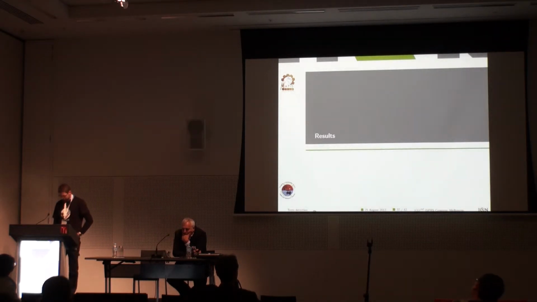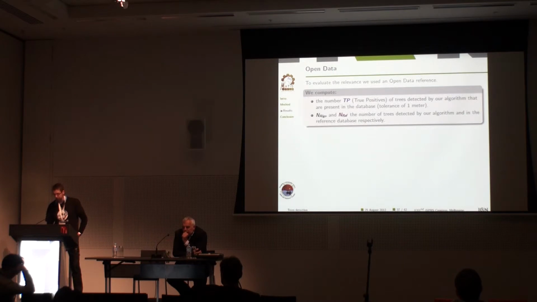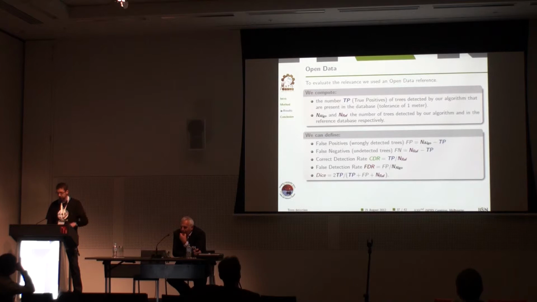So now we're going to present a few results because hopefully we had an open data reference over Paris where most of the trees of Paris were positioned very precisely manually. And so using this reference, we could count the number of true positives. And using the number of trees that we have detected and the number of trees in our reference database, we've been able to compute the false positives, false negatives, the correct detection rate, the false detection rate, and the dice.